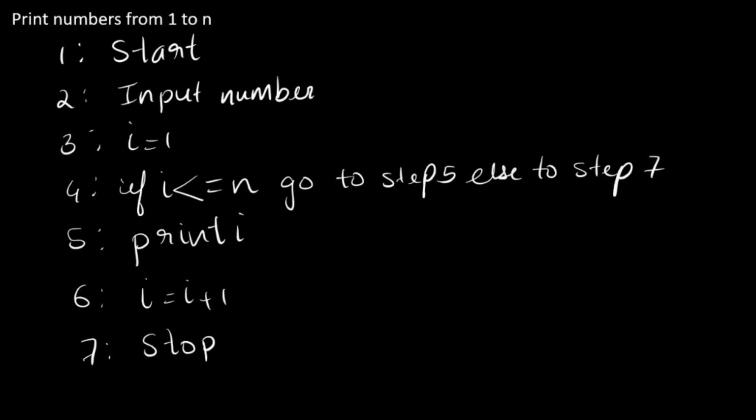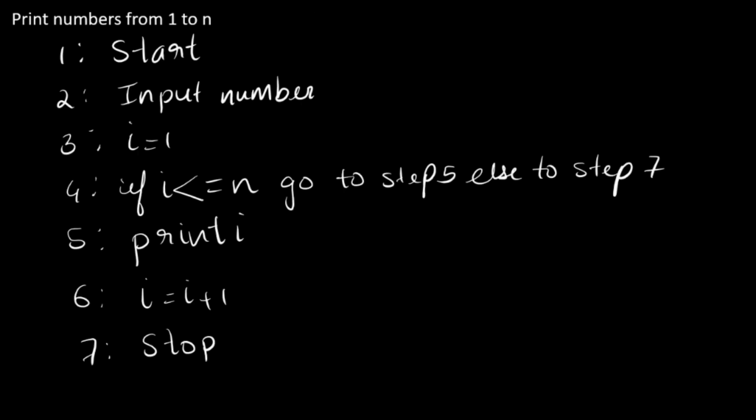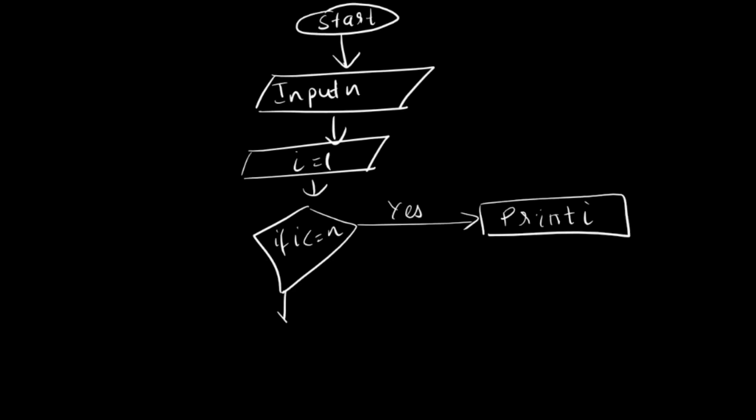then go to step 5, which is print I. Okay, so we have to print I. Okay, the next step, else go to step 7. We'll do it later on. Sixth step is I is equal to I plus 1. If it is a no, then we have to increment it again. And then it comes to an end, which is stop.